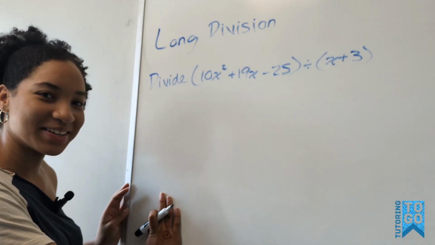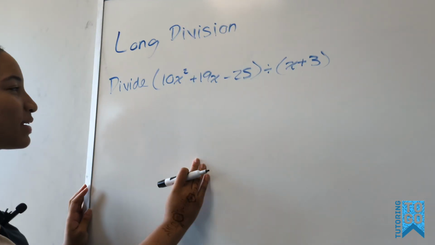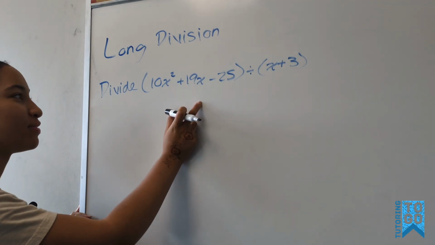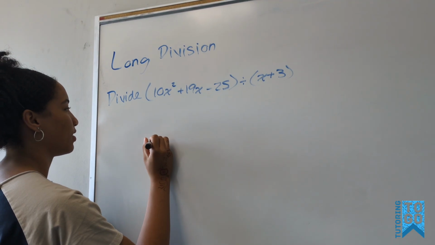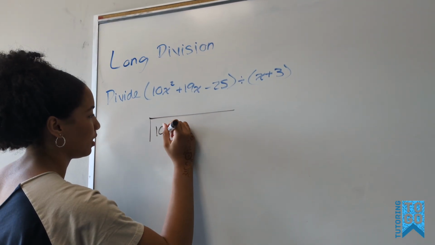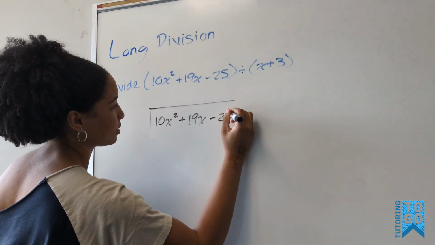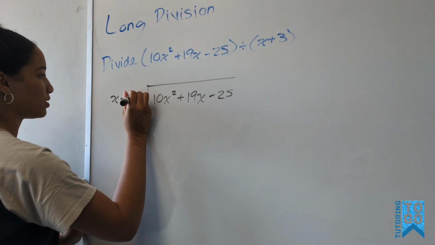So now we're going to do long division with polynomials. We're going to set up the equation. When you set it up, it's like normal long division. So you have the term that you're dividing on the inside and the term that you're dividing by on the outside. So when we write out the equation, it's just 10x squared plus 19x minus 25. And then on the outside, we're going to put the x plus 3.